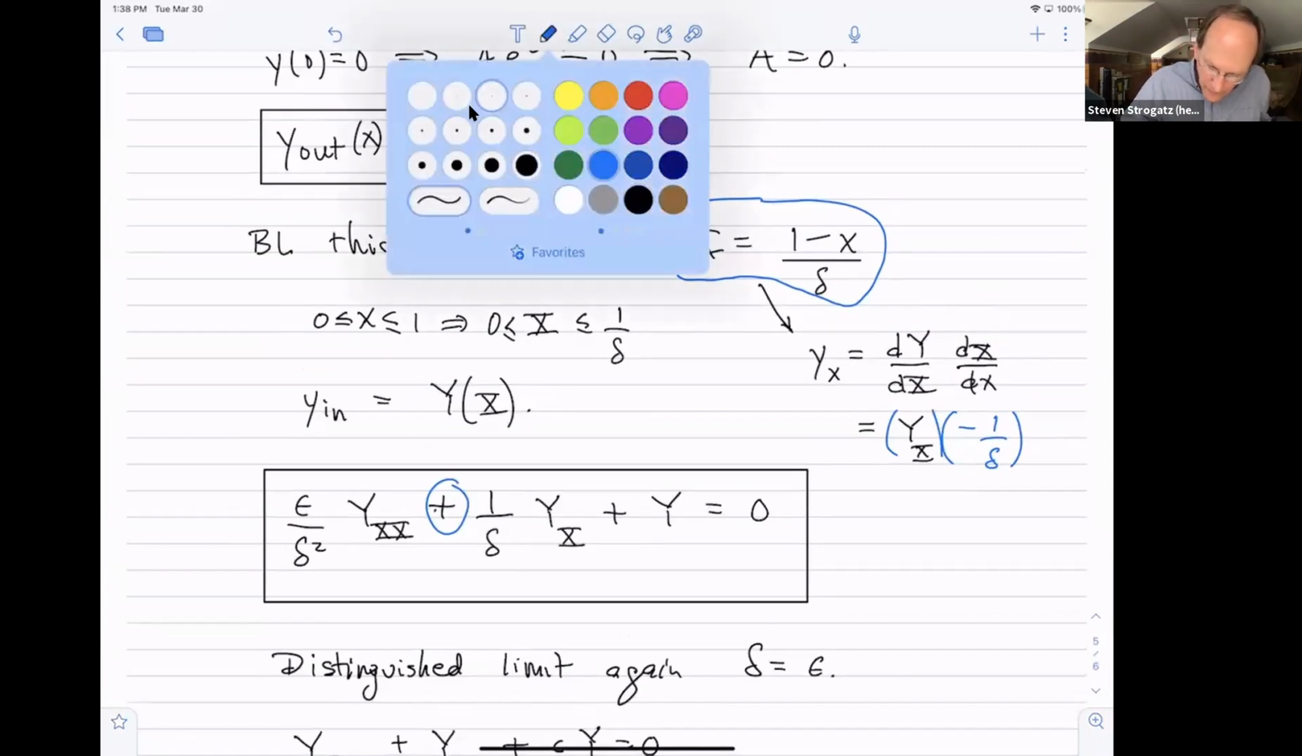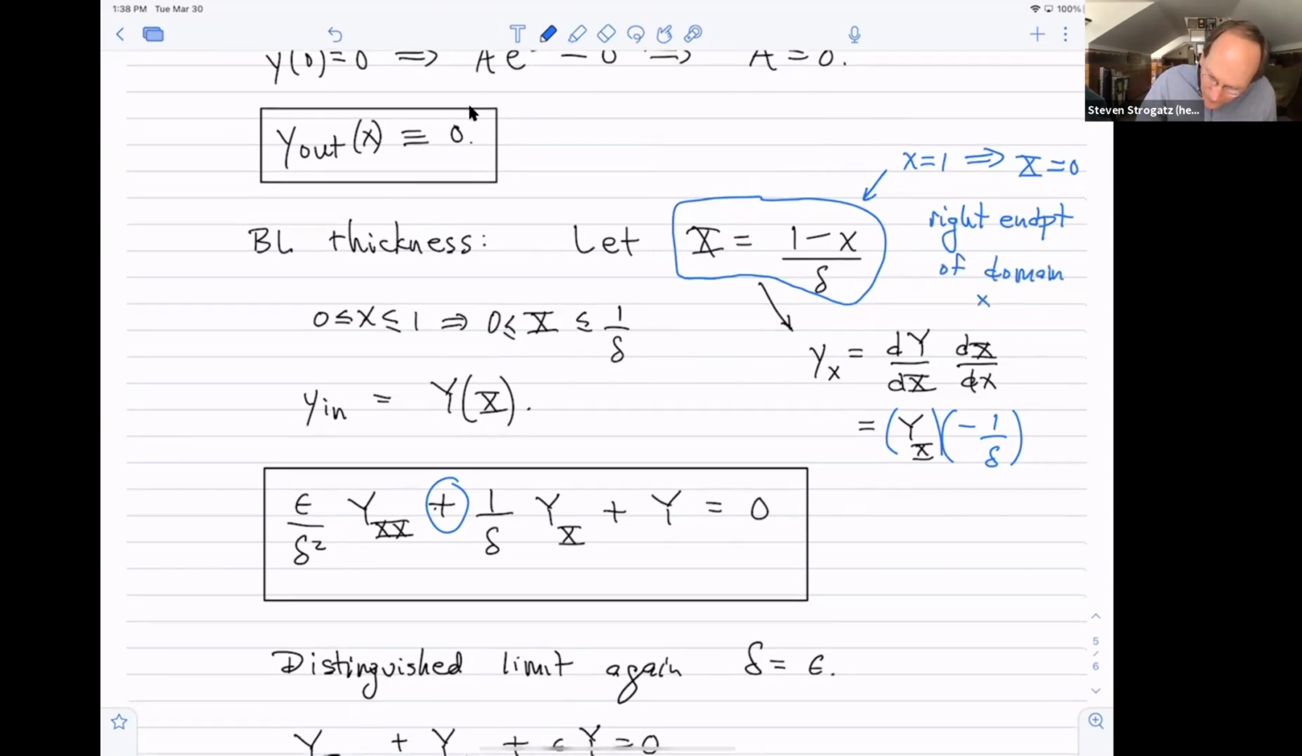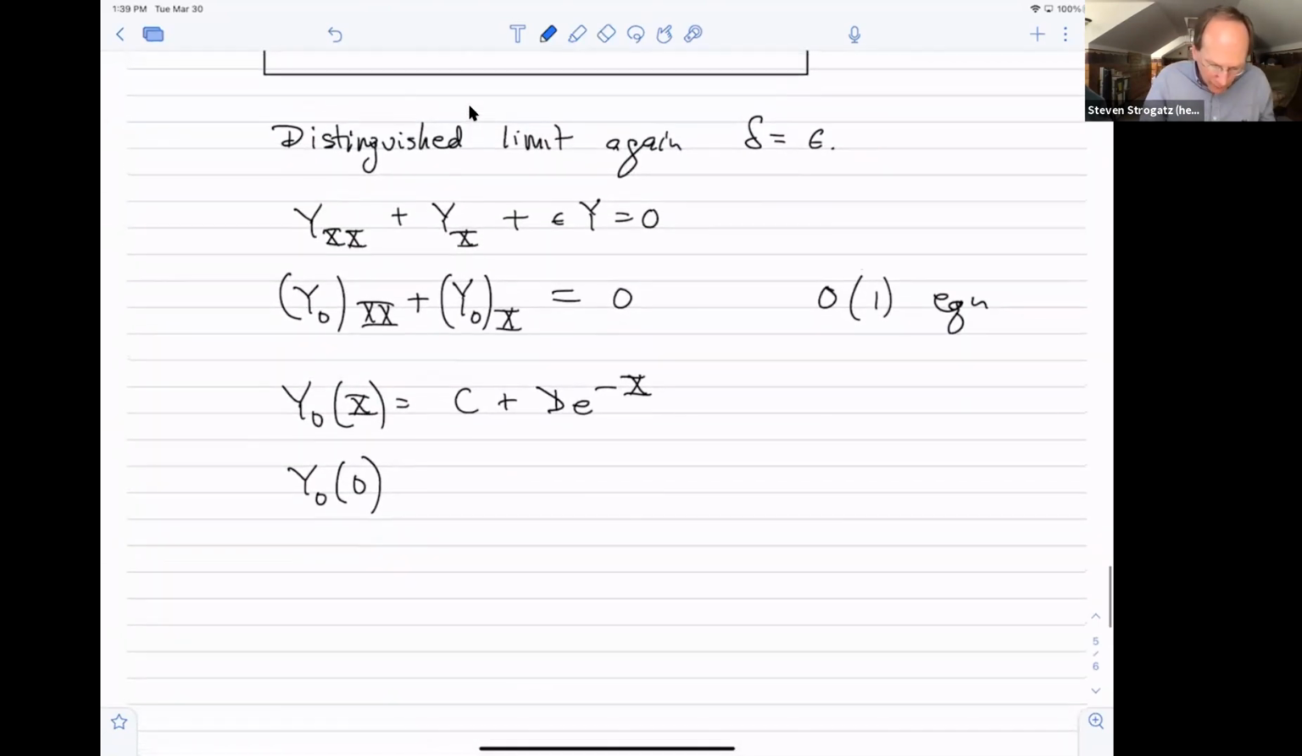Look at this again. The right-hand endpoint x equals 1 corresponds to big X equals 0. So that's why I'm imposing a condition on big X equals 0. This still means the right-hand endpoint. It's the right endpoint of the domain relative to the little x. So two different names, but big X equals 0 is what we want to be imposing at this right endpoint.